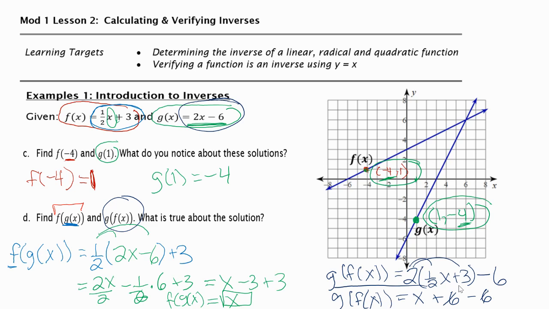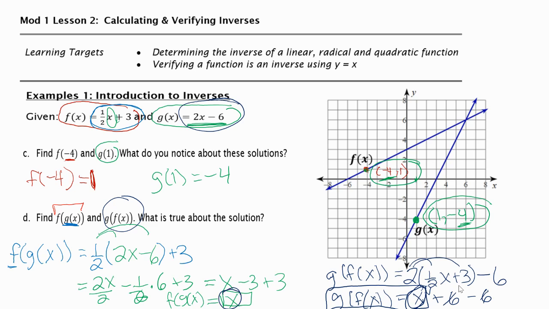Again, since these are inverses, algebraically, we can verify something is an inverse, where if I take the composite, f of g of x or g of f of x, I'm going to get x, right? So that's not a coincidence. So for inverses, when you substitute one function into the other, you're always going to get x.